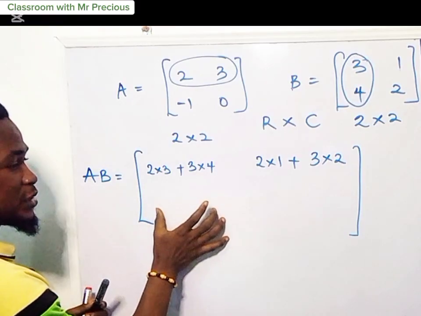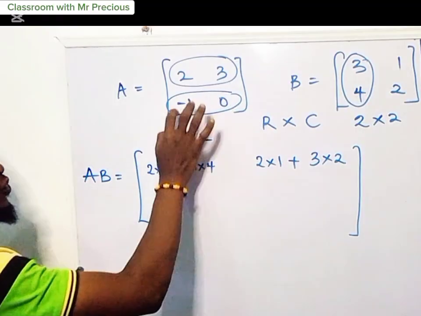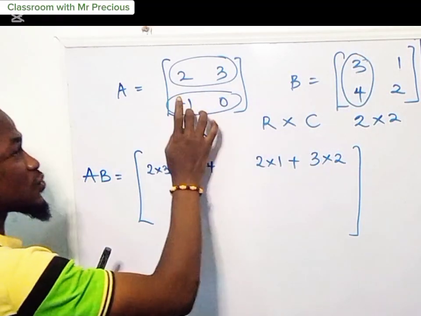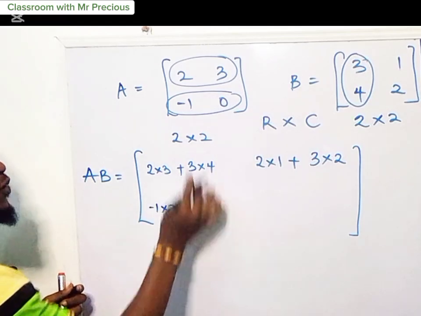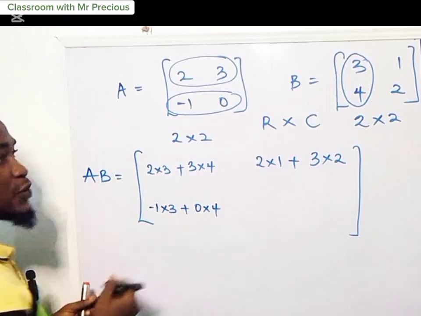Then for you to go to the next row, you go to the next row here. Minus 1 times 3, then you add 0 times 4. Are you seeing the way we are doing it?